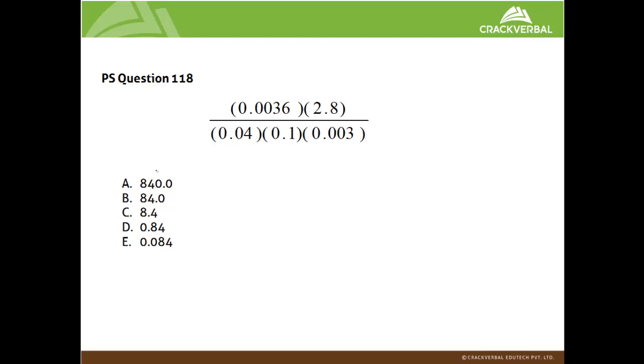The question has given us a fraction, with some decimal values in the numerator and some decimal values in the denominator. So it's a very simple simplification question. All you need to do is do the basic calculation. Don't do any extraordinary steps. Keep it very simple. Let's try to get rid of this question as quickly as possible.